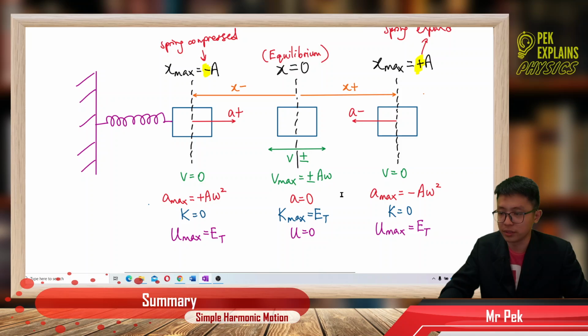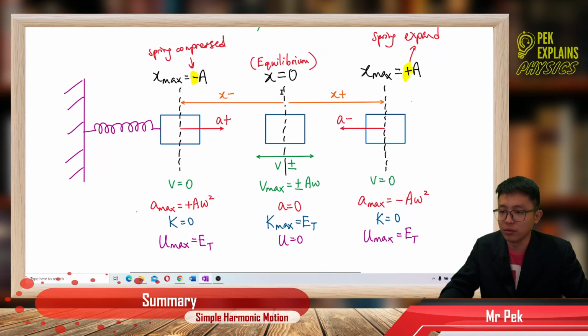Now, look. So, maximum velocity at the equilibrium. When the object is over here, maybe it is going to the right or going to the left. So velocity can be positive or negative. That's why I put positive, negative A omega.